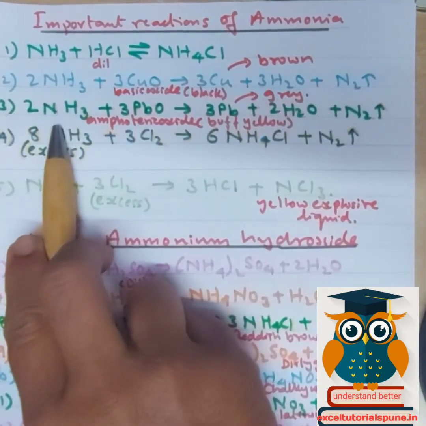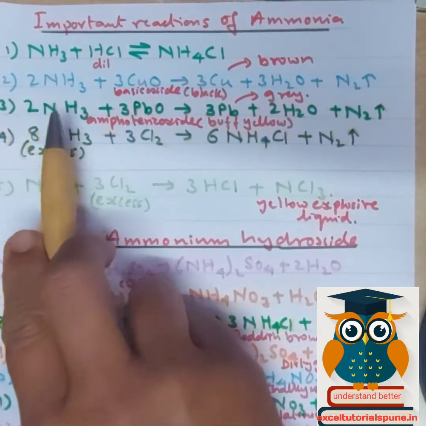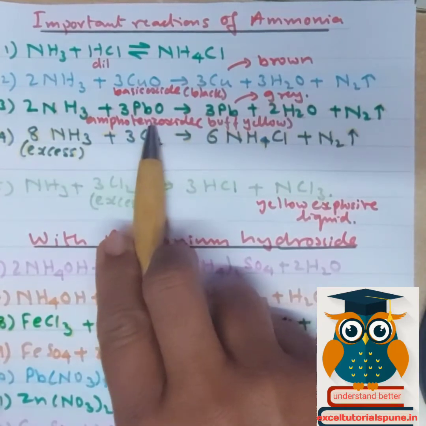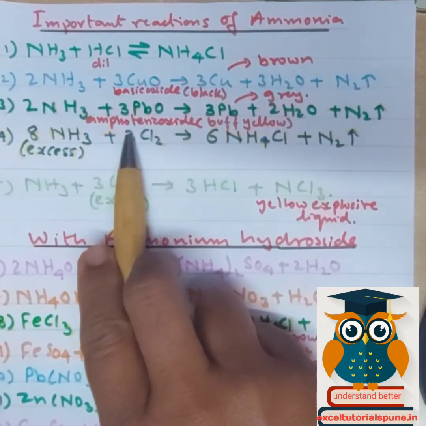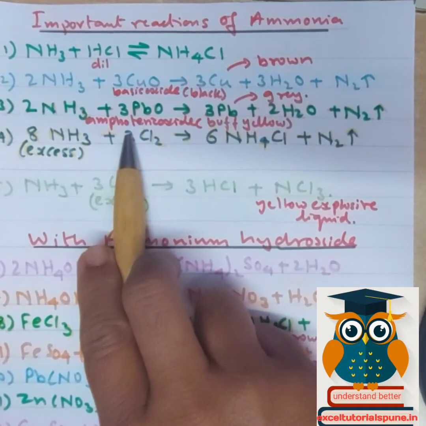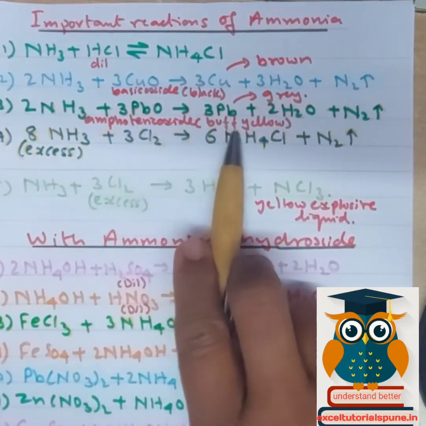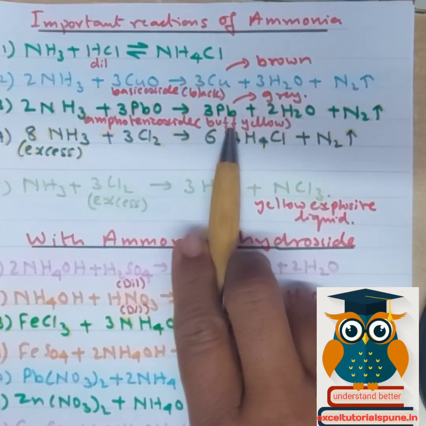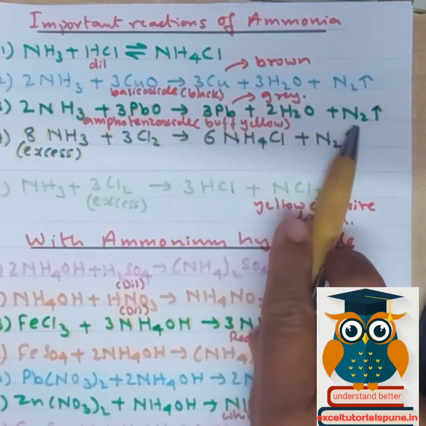The third one is ammonia with lead oxide. Lead oxide is an amphoteric oxide. It's buff yellow in color. When you heat it along with ammonia, you get lead, which is grey in color, with water plus nitrogen gas evolved.